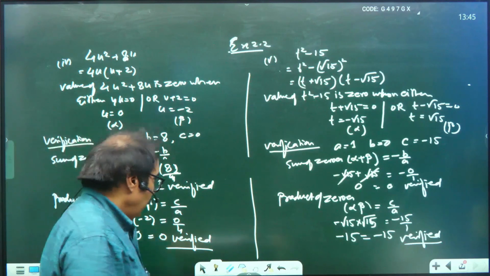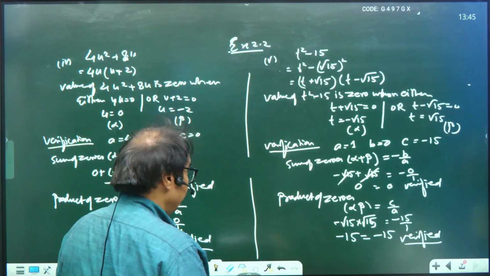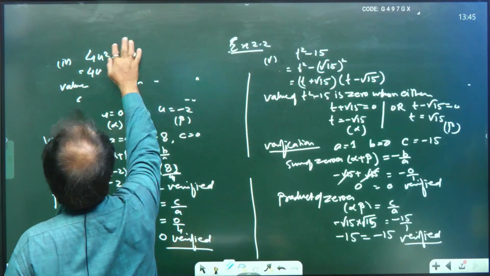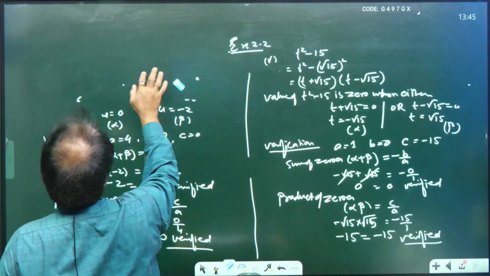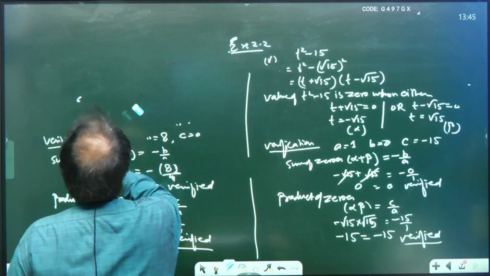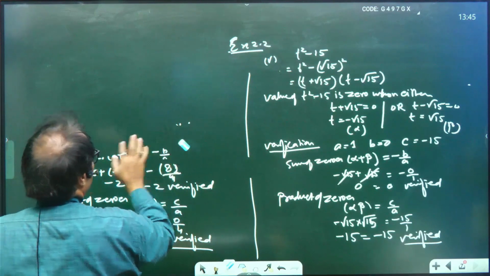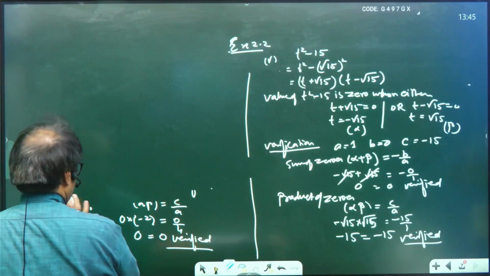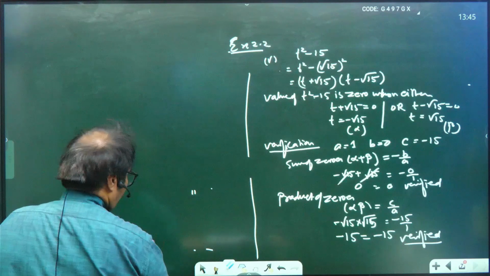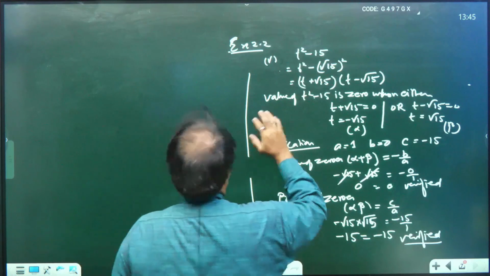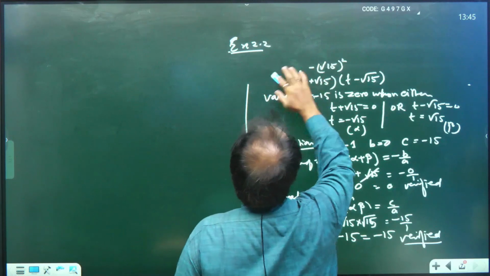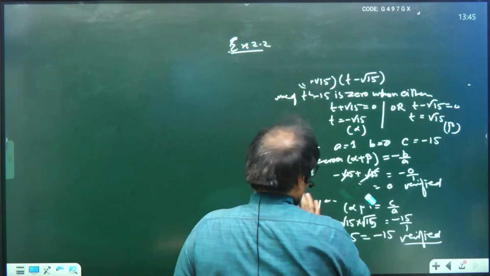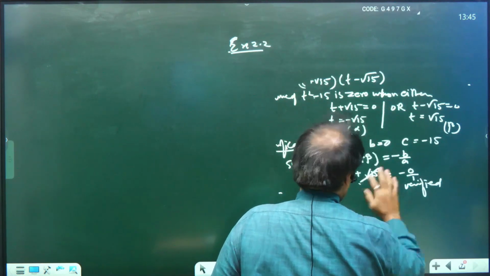Okay. So for the next question, I am taking question number 2. And question number 2 is the formation of a quadratic equation if the sum of the zeros and product of the zeros are given. Okay, so I will explain with two methods. Whichever is easy for you, you may apply either the first method or the second method. Okay.